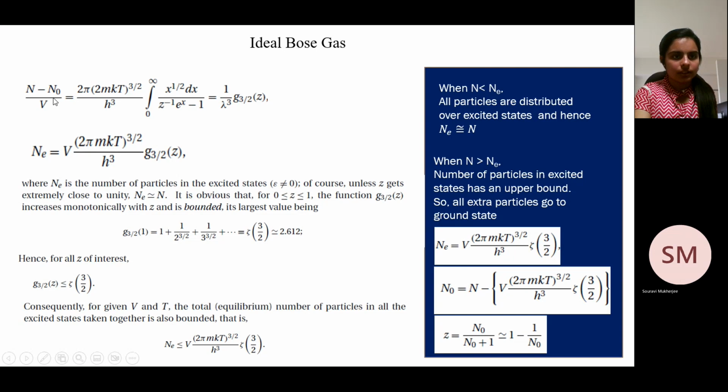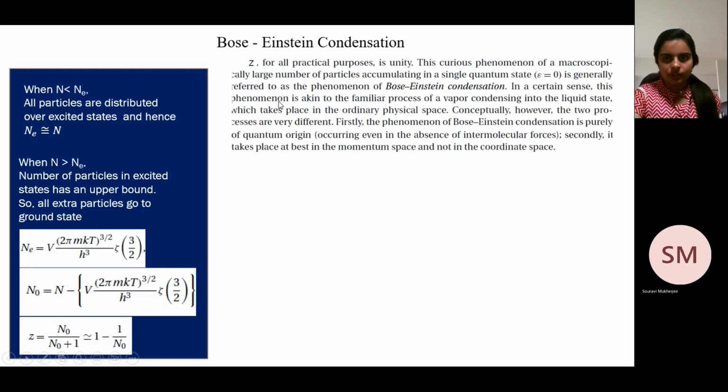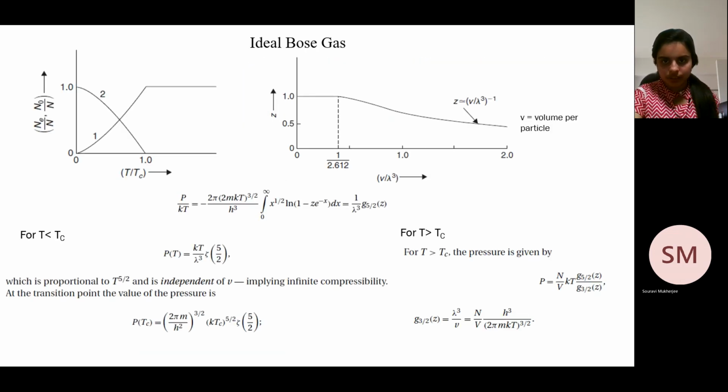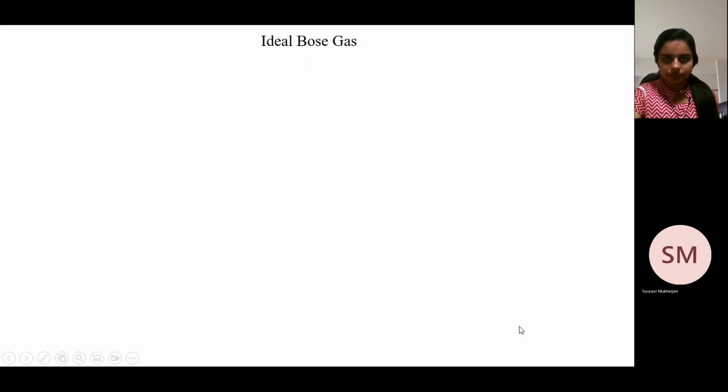Remember that when T is greater than Tc, your N minus N naught is equal to Ne and Ne is approximately equal to N. So you can write N by V equal to 1 by lambda cube G 3 by 2 Z. So in a way, now you can replace lambda cube by N by V G 3 by 2 Z, right? And this is what has been done here. So you have replaced 1 by lambda cube in terms of G 3 by 2 Z, okay? And this is what you get, where G 3 by 2 Z is given by this expression, okay?